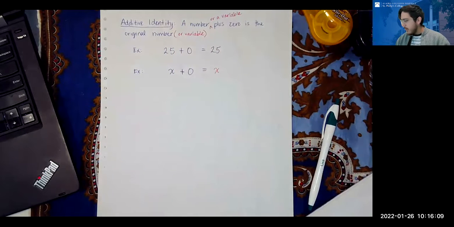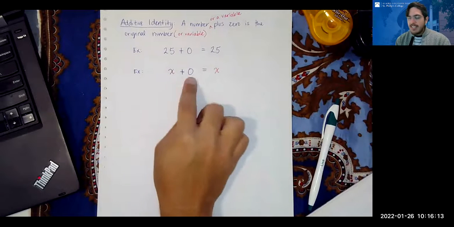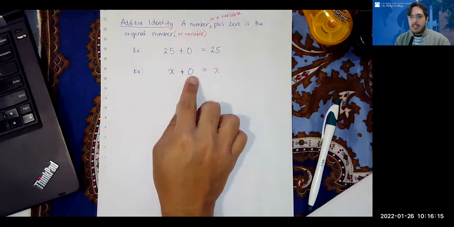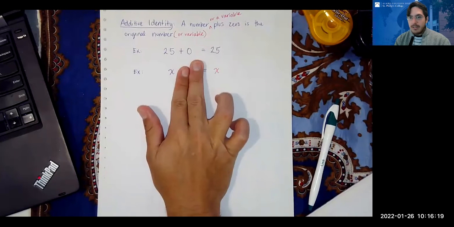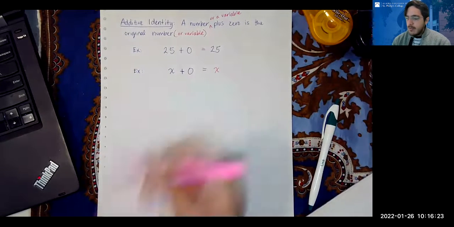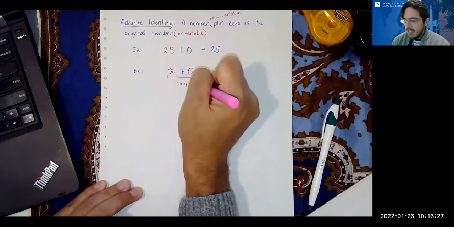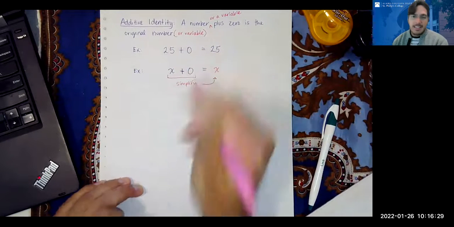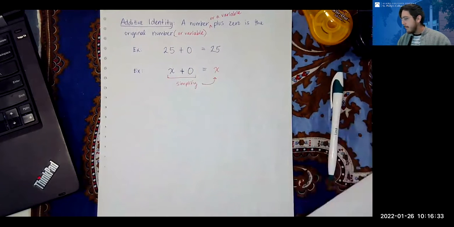Yeah, and we'll work with variables a little bit later on. But you can see that it's sort of pointless to write x plus 0 if we know that the 0 doesn't add any value to what we originally started with. So if we wanted to simplify this, it would just be simpler to write x since 0 does not add any value.